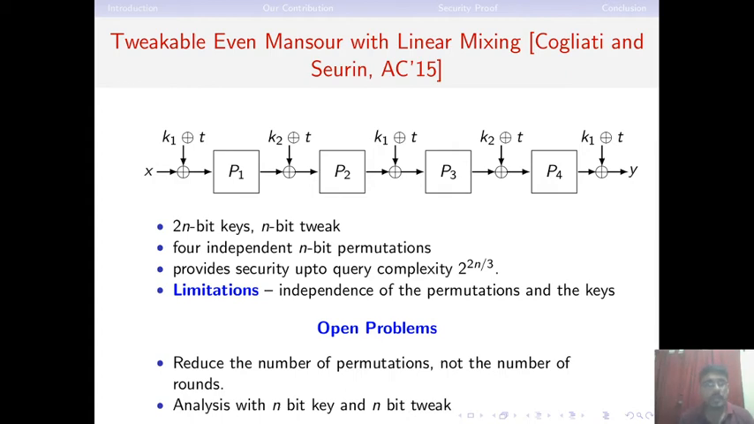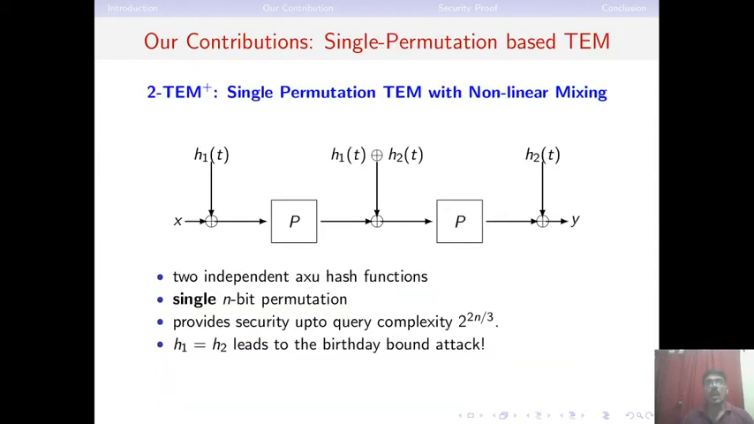Again, a couple of open problems came up: can we reduce the number of permutations, not the number of rounds, and can we analyze it with an n-bit key and n-bit tweak? So instead of having a 2n-bit key, can we analyze the construction if we only take an n-bit key? Now our contributions come. In this paper, we have in particular answered the questions posed by Cogliati et al. in the Eurocrypt paper.